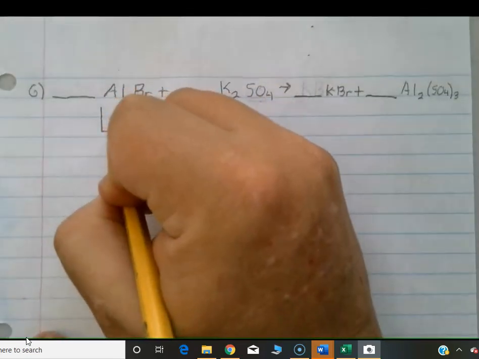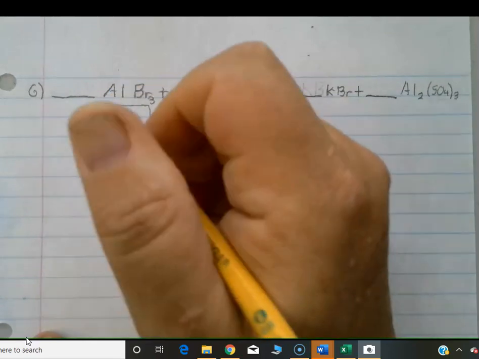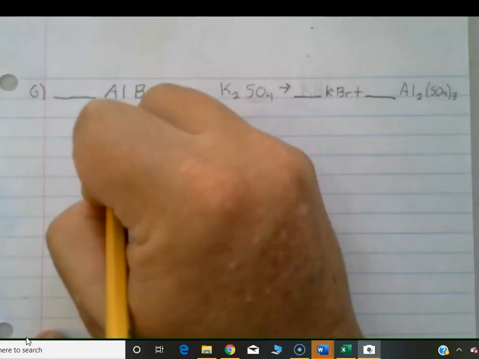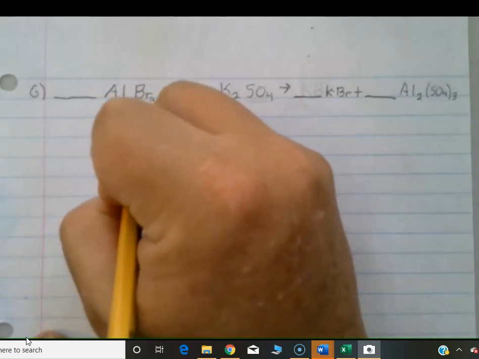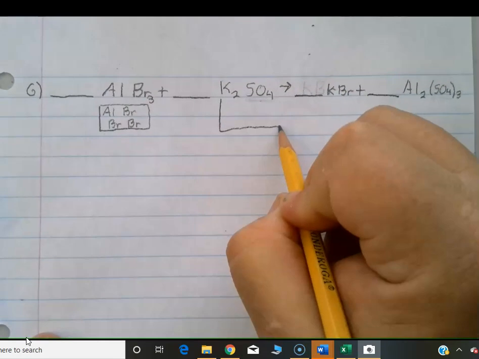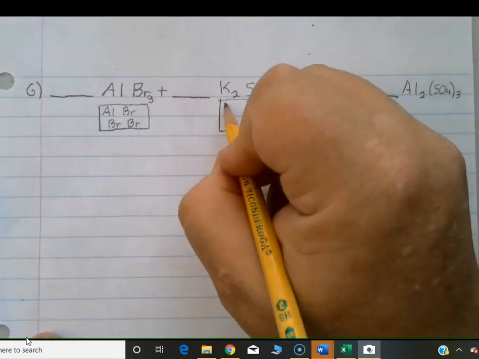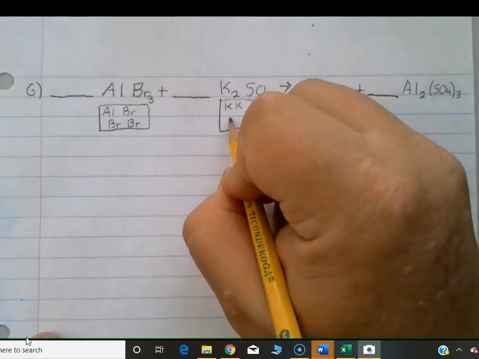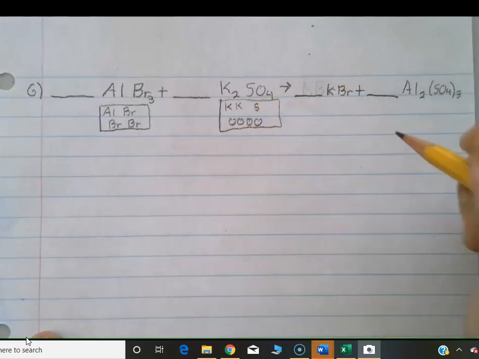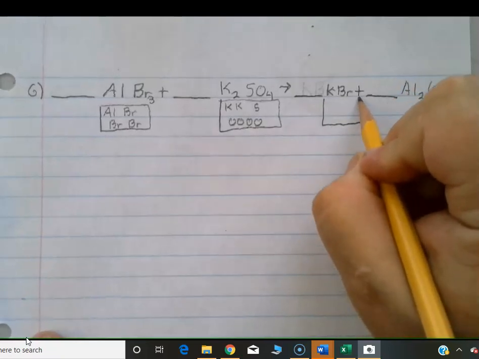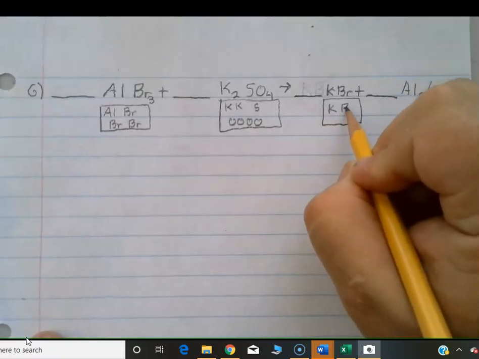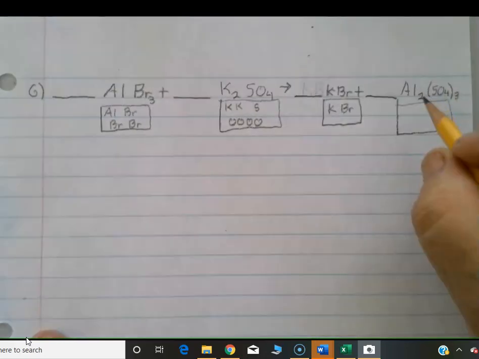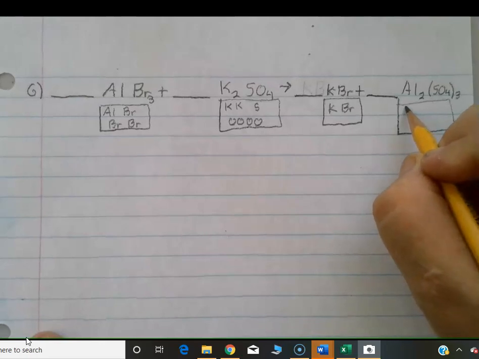We're going to draw our box, and we're going to break everything up. So Al, Br, Br, Br. Over here, can you break everything up into individual atoms? So I have 2 Ks, I have 1 S, and I have 4 O's. Come over here, I have a K and a Br. Come over here, and it's going to be a zoo here. I've got 2 Als.